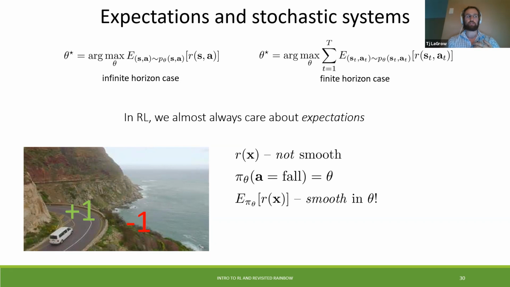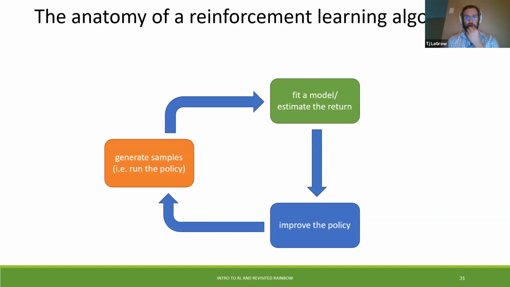So we could potentially do some reward shaping. However, there can be some very vicious connotations to that, and the triad of issues that can happen with reinforcement learning. But our expectation will then be smooth based off of the rewards that we implement. Some of the anatomy of this is the very basic anatomy of a reinforcement learning algorithm. We're going to fit a model and estimate the return. We're going to try to improve the policy and then generate samples to then cyclically go through this.